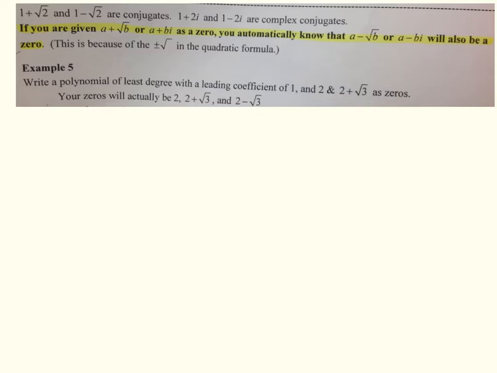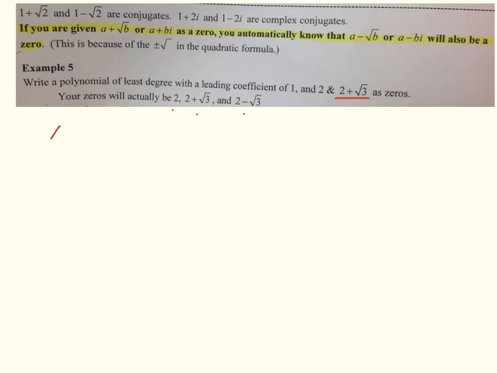Because when you're doing the quadratic formula, or when you're completing the square and you're taking a square root, you always do a plus or minus for a square root. So, for example 5, it says write a polynomial of least degree with a leading coefficient of 1, so we don't have to have any crazy leading coefficients, and 2 plus the square root of 3 is a zero. If I gave you this as a 0, you would automatically know our zeros are really 2, 2 plus the square root of 3, and 2 minus the square root of 3. The conjugates always come in pairs, always.